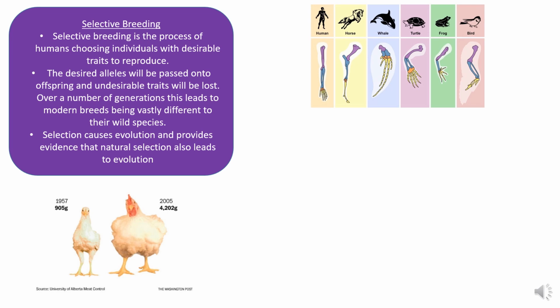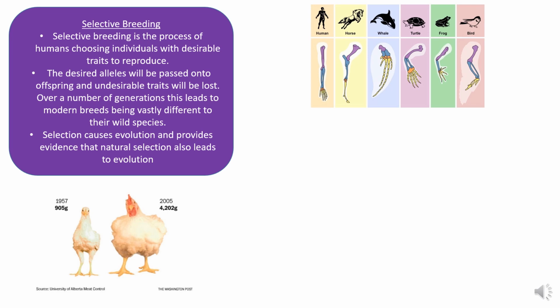Okay, so selective breeding can also provide some evidence for evolution. It's the process whereby humans choose individuals within a population that have desirable traits. So it most traditionally happens with animals. If you think about different breeds of dog, so dogs all used to be the same, but we've bred them all to be different and have different specific traits depending on what humans wanted.